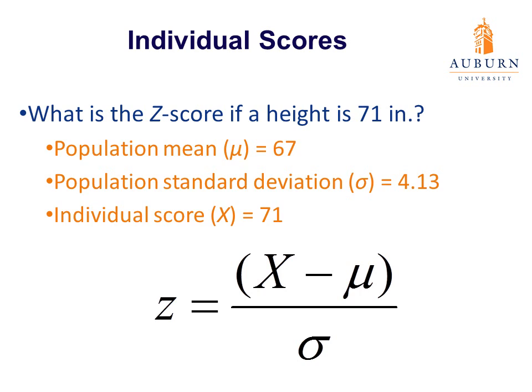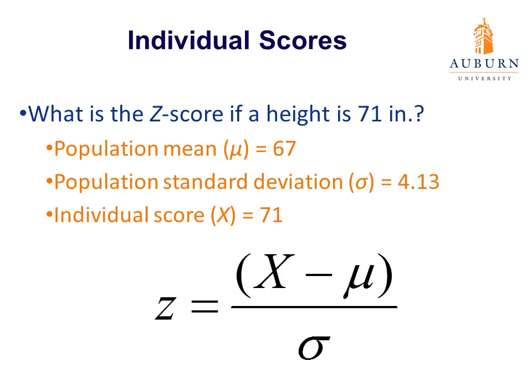Alright, so let's go through an example. Here we're going to convert height into z-scores. This is based on data I've collected from previous classes. So based on data from previous classes, we can say the population mean is 67 with a standard deviation of 4.13 inches. So we're talking about inches here. And let's say we have one student in the course who is 71 inches tall. And so 71 inches tall would be 5 feet 11 inches.